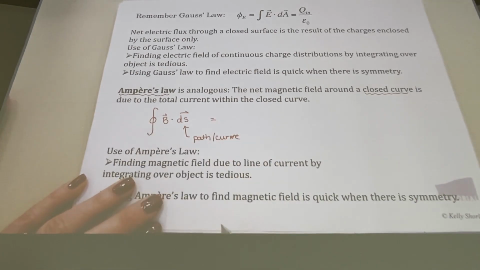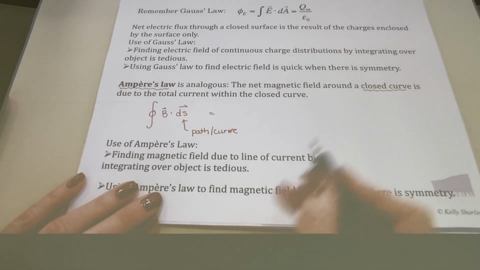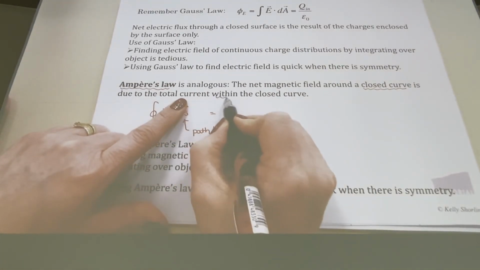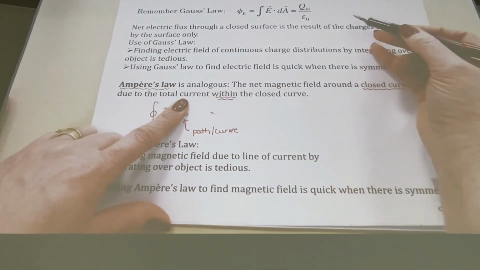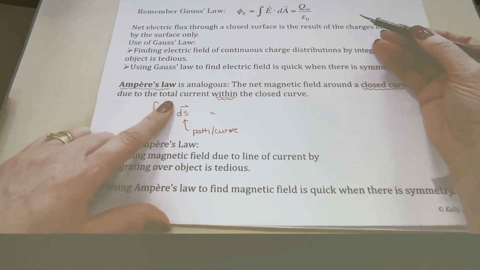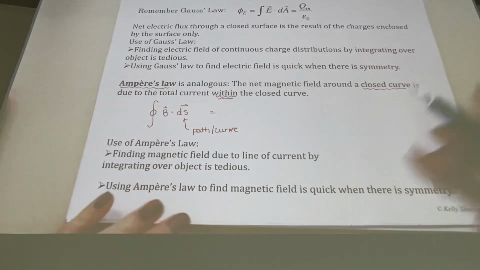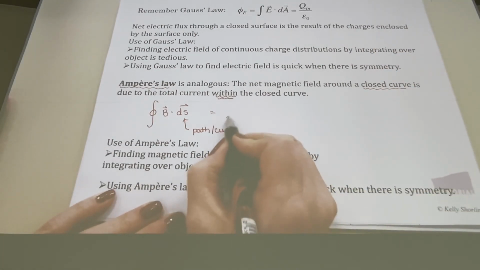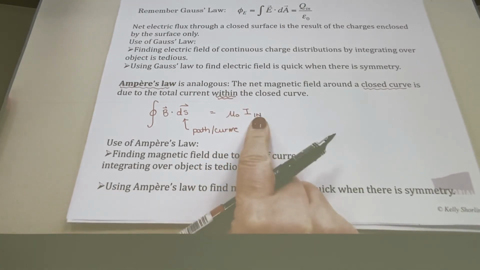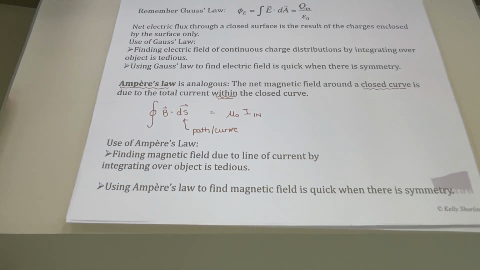So this net integral of the magnetic field is a direct result of how much current is inside that curve. So just like Gauss's law, the charges outside didn't matter. Ampere's law says the current outside doesn't matter. It's only the current inside. So this is equal to mu naught times the current enclosed by the path. So we normally write I with the word enclosed in next to it.